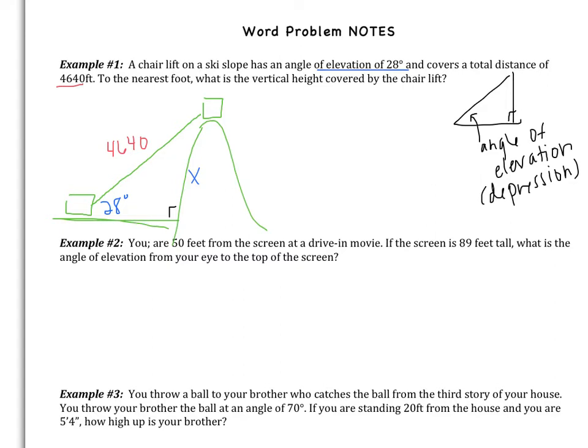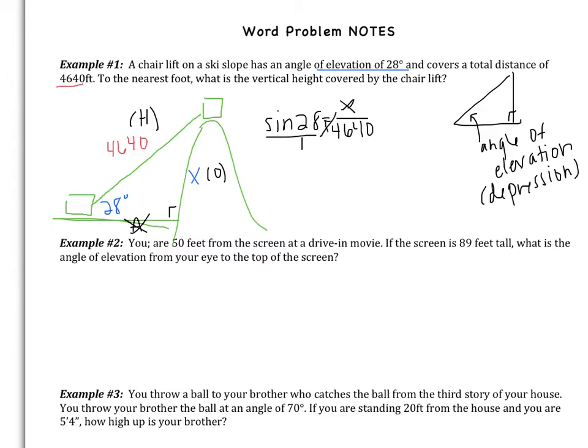Now, since I know the angle, I'm going to be using trig here to find that other side. I have x, which is opposite, 4,640, which is hypotenuse. This little side that we don't know would be the adjacent side, but we don't really need that. Okay, so if I have opposite and hypotenuse, that's going to be sine. So I have the sine of 28 degrees is equal to opposite, which is x, over hypotenuse, which is 4,640.